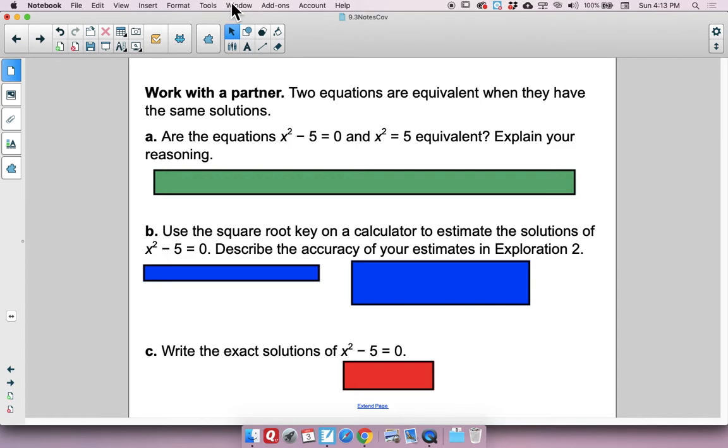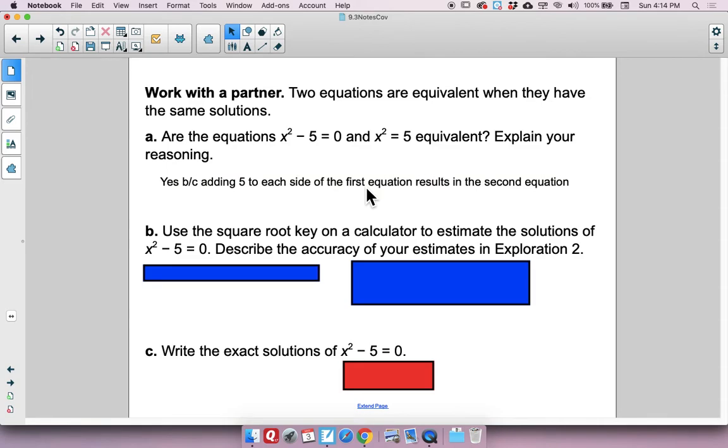Okay. 2 equations are equivalent when they have the same solutions. A, are the equations x squared minus 5 equals 0 and x squared equals 5 equivalent? Explain your reasoning. Okay, go ahead and do that. Yeah, of course they are, right? The first one, if you added 5 to both sides, you get the second one, right? We followed the golden rule of equations. So yeah, of course they are.